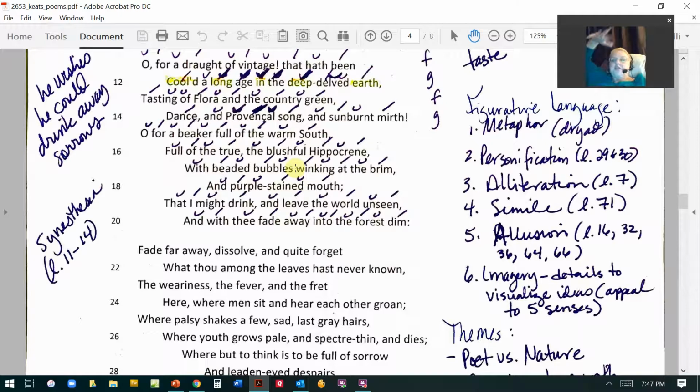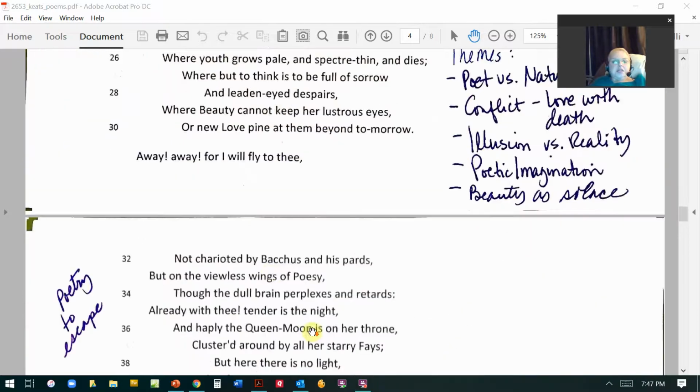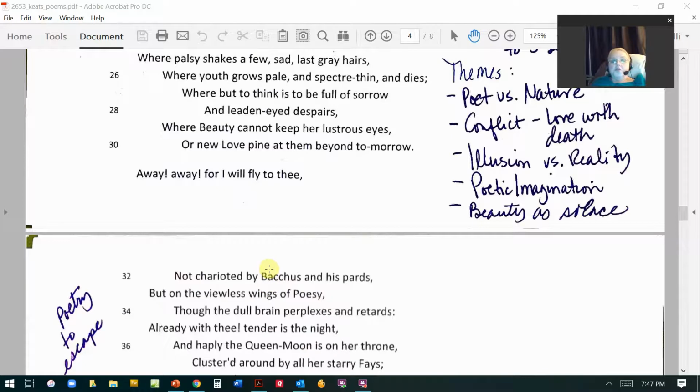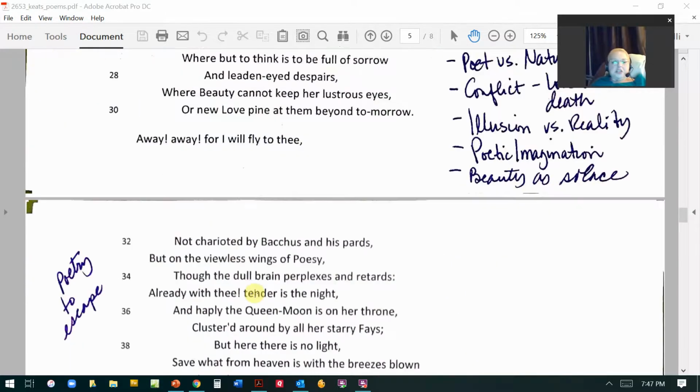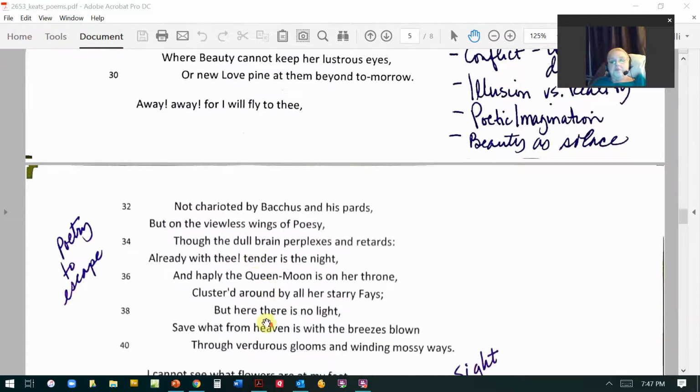This is a fountain, I think on Mount Olympus, that has wine that bubbles over. He also mentions in line 32 Bacchus, who is the Roman god of wine and fertility. The Greek version of that is Dionysus. So we also have, let me see, 36, 64, and 66. So 36, the Queen Moon is on her throne. This is a reference to Queen Mab.